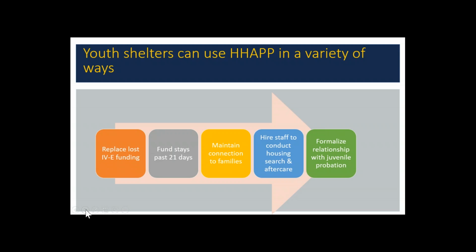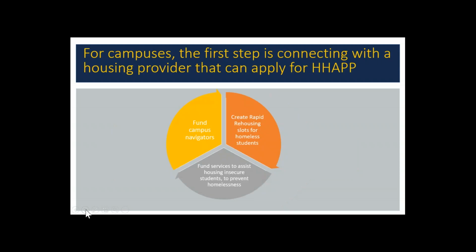Offering the kind of reunification services that Debbie alluded to, as well as having staff conduct housing search and provide aftercare. And then lastly, as Debbie mentioned, is formalizing that relationship with juvenile probation. We know young people who are juvenile justice involved need more access to housing. There may not be the funding source locally, and so reach out and ask your juvenile probation partners to help use their political influence to help you get this funding.